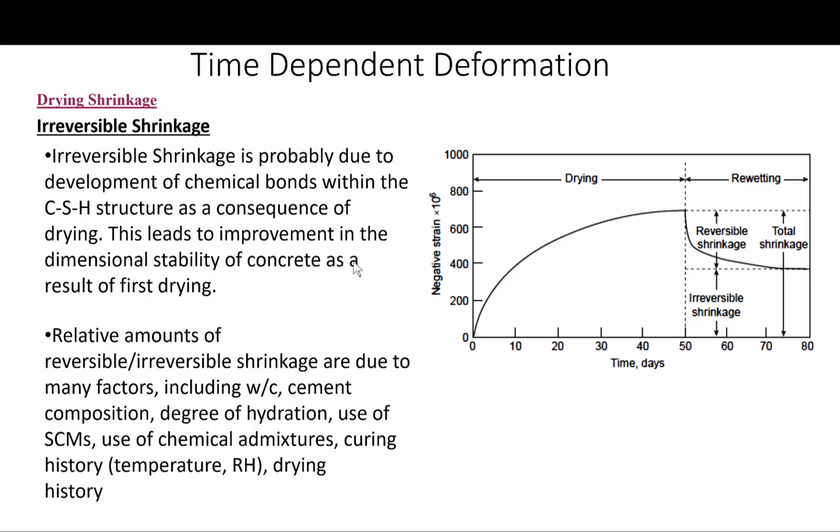So the relative amounts of reversible and irreversible shrinkage are due to many factors, including the water-cement ratio, the cement composition, degree of hydration, the use of supplementary cementitious materials or chemical admixtures, curing history, temperature, relative humidity, and the drying history, okay? So these are the things you need to remember.